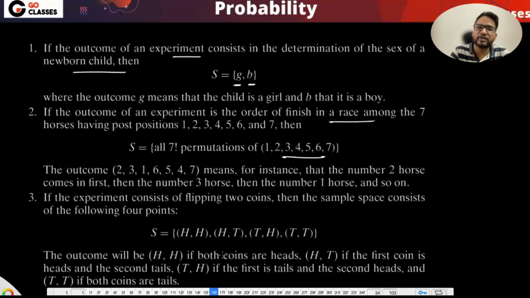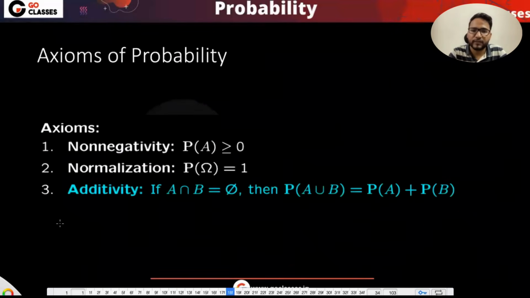So it depends on our interest also, like how we are designing our experiment. Experiment means what our final desired thing is, and the whole setup is called an experiment. Whatever we are doing is just an experiment. If the experiment consists of flipping 2 coins, then the sample space consists of the following 4 outcomes. The outcome will be HH if both coins are heads, and like that. So I hope you are getting what the sample space is.